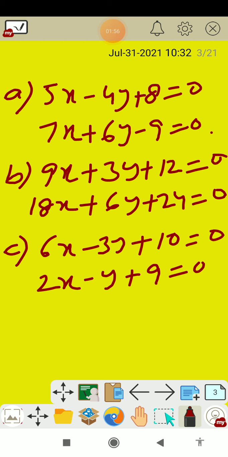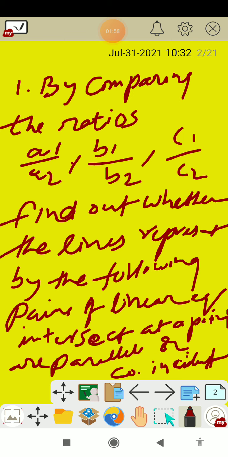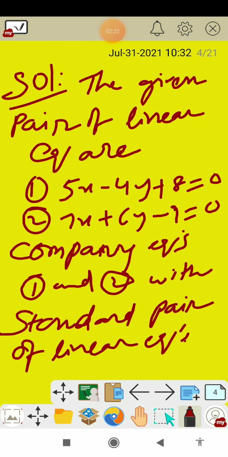In this question, he is asking whether these linear equations intersect at a point, or are parallel, or coincident. How to find this is just according to the formulas, simple one, not to worry. So let's start the solution.